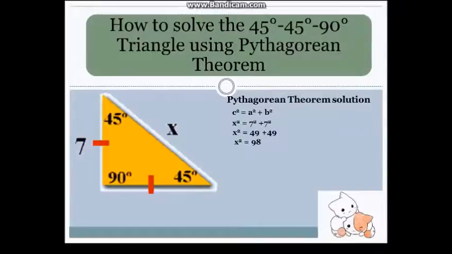X is equal to square root of 98. X is equal to square root of 49 multiplied by square root of 2. X is equal to 7 square root of 2 for the final answer. And that's it for the 45 degrees, 45 degrees, 90 degrees isosceles right triangle.